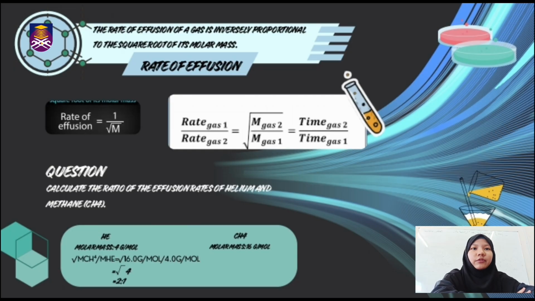Calculate the ratio of the diffusion rates of helium and methane, CH4. So first, we need to search for the molar mass. The molar mass is actually the RAM, which is the relative atomic mass, that will be given, and by that we are going to divide 1 over the square root of the found molar mass, so that we can find the answer, which is 2.1.